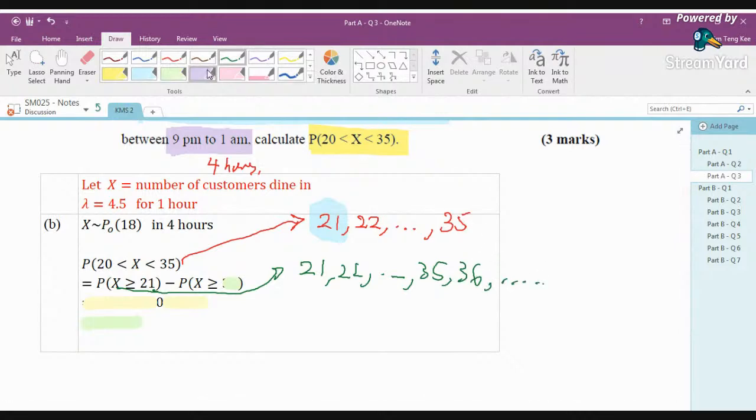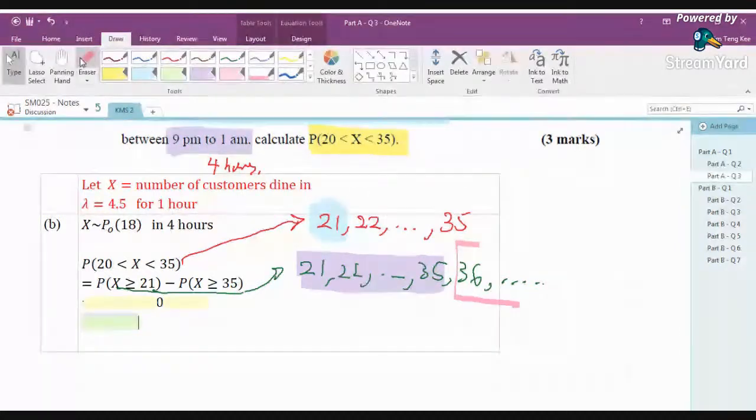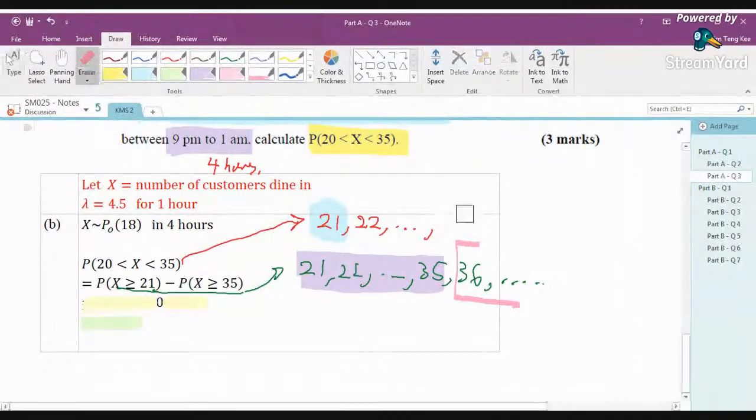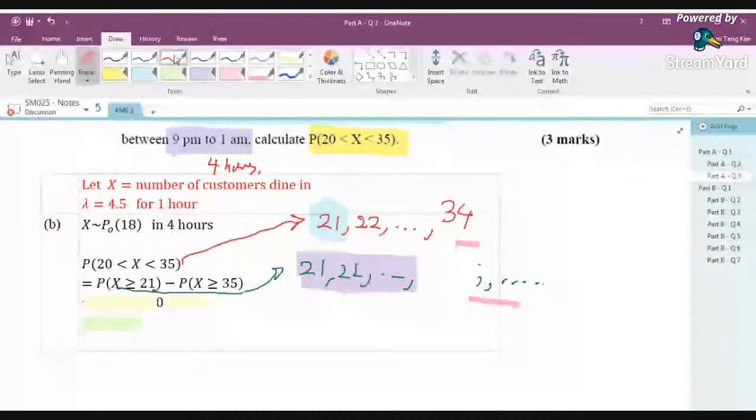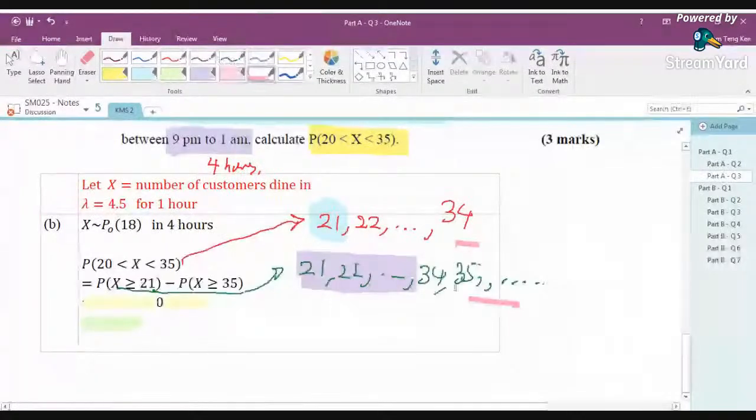What I actually need is just this part I highlighted in purple. The extra part I don't need is from 36 onwards. So I'm going to minus greater equal to, sorry, I made a mistake here. I don't want to have 35, I just want until 34. So what I should exclude is from 35 onwards. I want until 34 only.